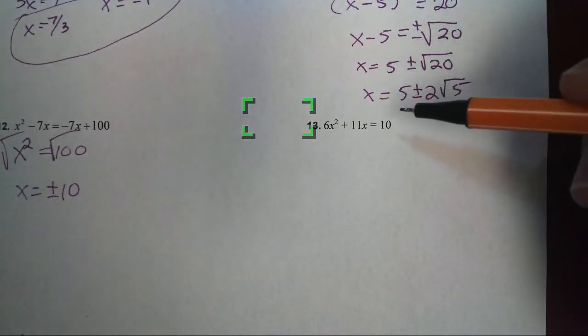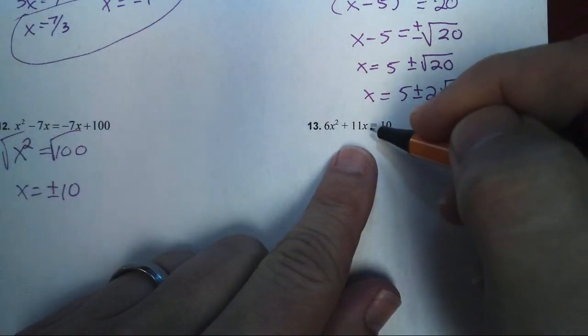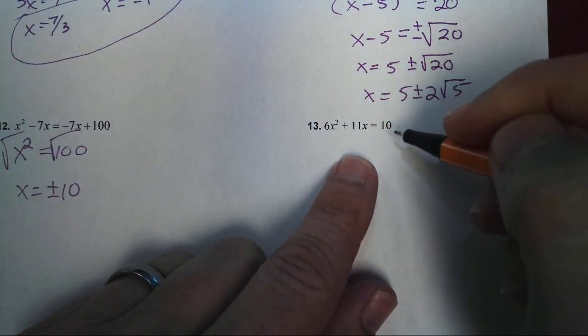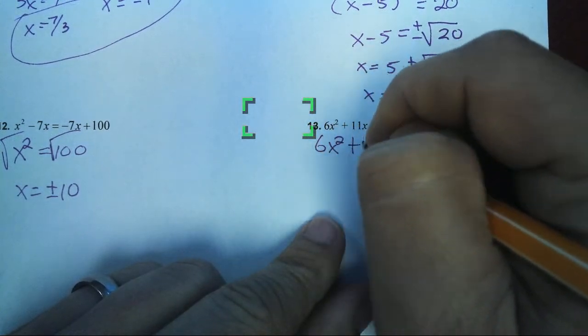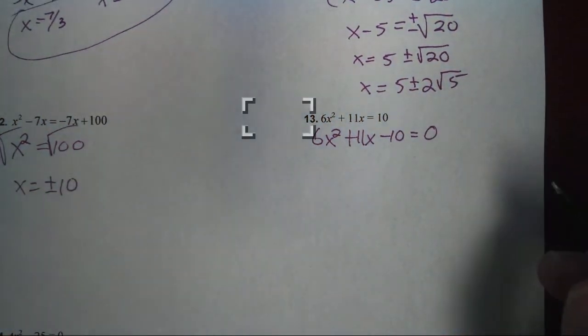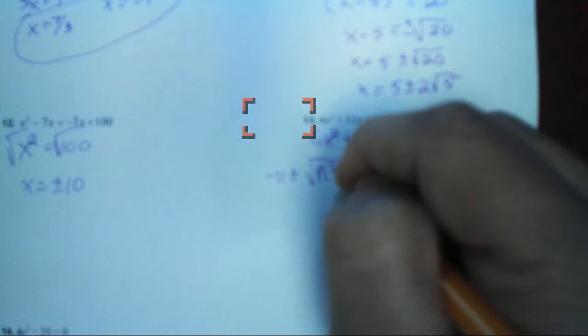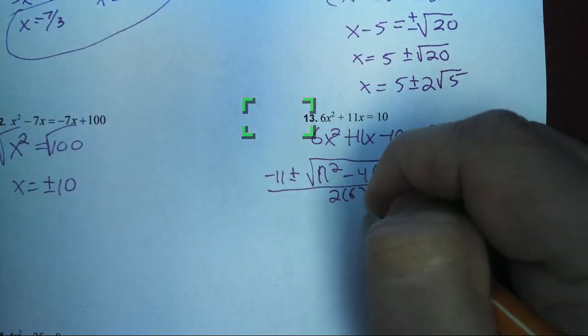13. We look at this, and we could complete the square, but that would be some nasty fractions that you probably don't want to deal with. So let's just make this equal to 0 and then use our quadratic formula. So 6x squared plus 11x minus 10 is equal to 0. So here we go, negative b, so negative 11 plus minus square root b squared, which is 11 squared, minus 4 times a, which is 6, times c, which is negative 10, over 2a, which is 2 times 6.